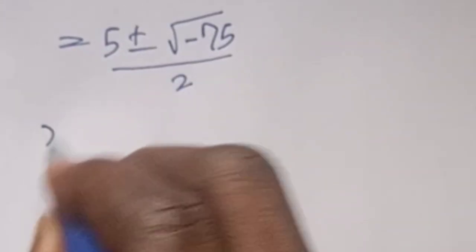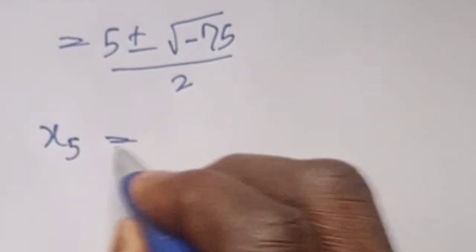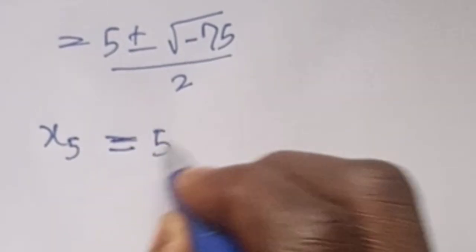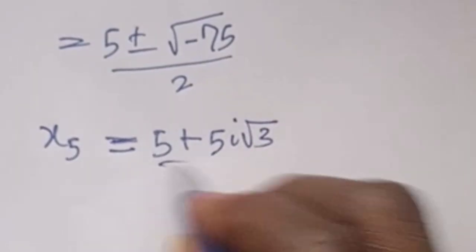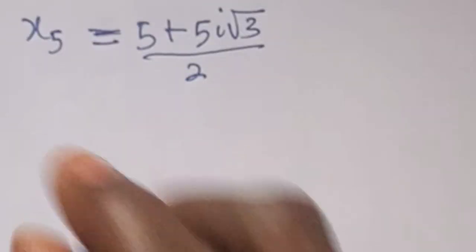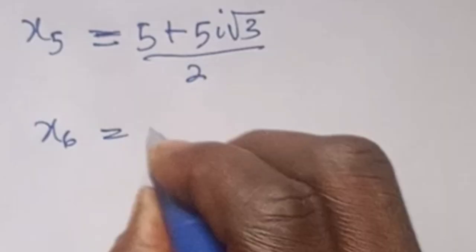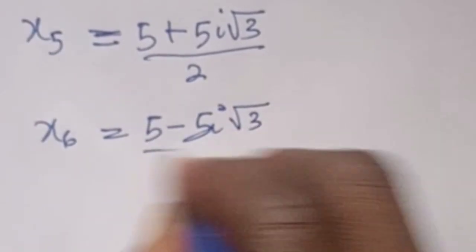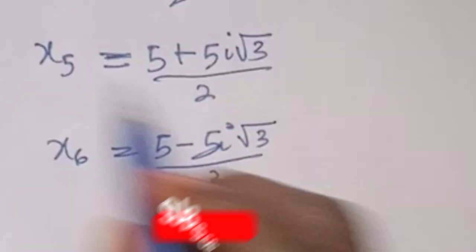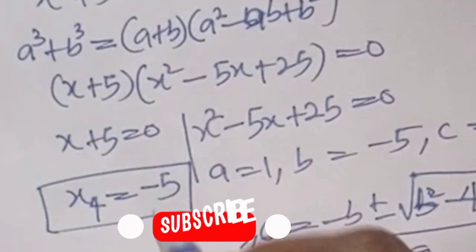And eventually, x5 will equal 5 plus 5i square root of 3 over 2, and x6 equals 5 minus 5i square root of 3 over 2. Again, we have two complex solutions and one real solution.